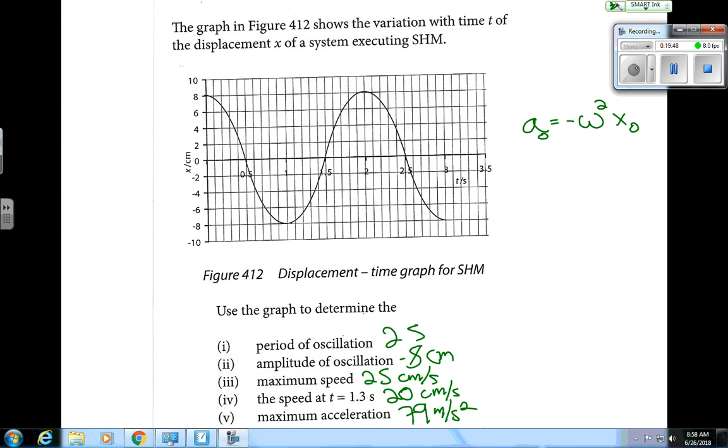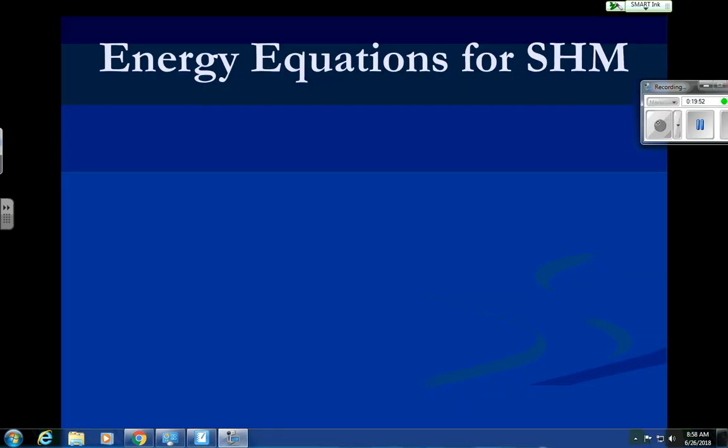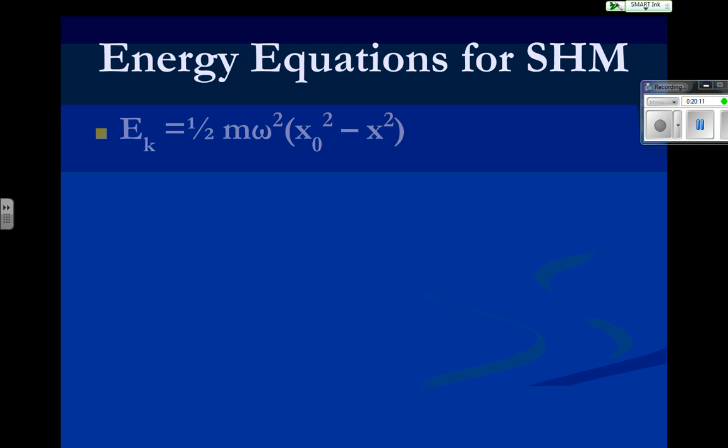So the last equations we have to deal with in the simple harmonic motion unit are for the energy of an object undergoing simple harmonic motion. And we're going to be talking about potential and kinetic energy. And notice that those two values will be oscillating back and forth, the potential energy becoming kinetic, the kinetic energy becoming potential, back and forth, back and forth.